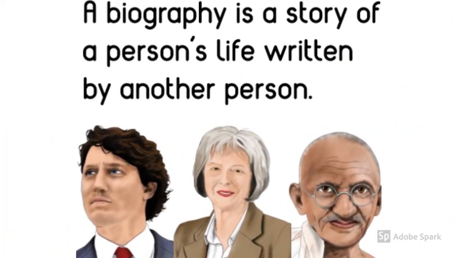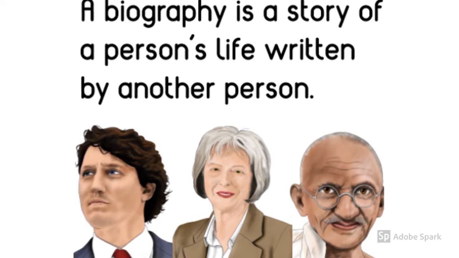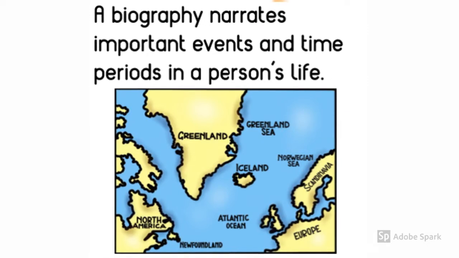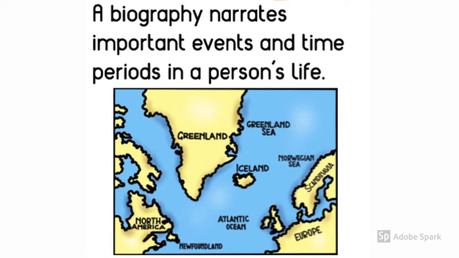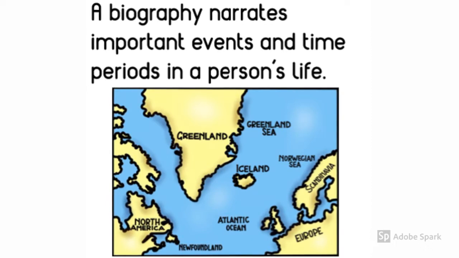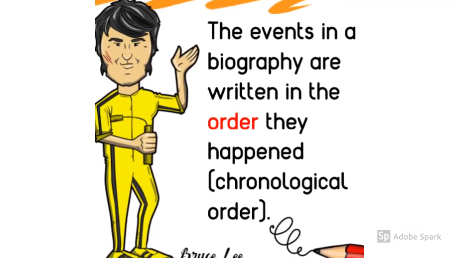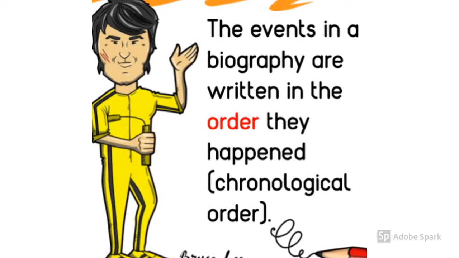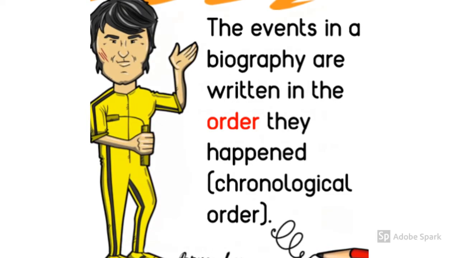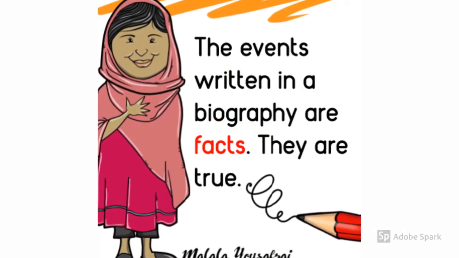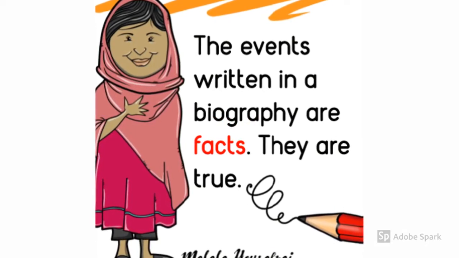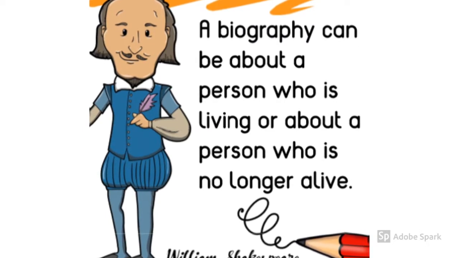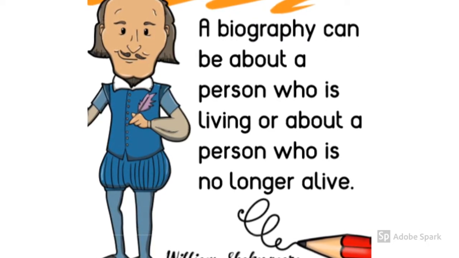A biography is a story of a person's life written by another person. A biography narrates important events and time periods in a person's life. Narrate means to tell or explain about something. The events in a biography are written in the order in which they happened, which means they are written in chronological order. The events written in a biography are facts. They are true. A biography can be about a person who is living or about a person who is no longer alive.